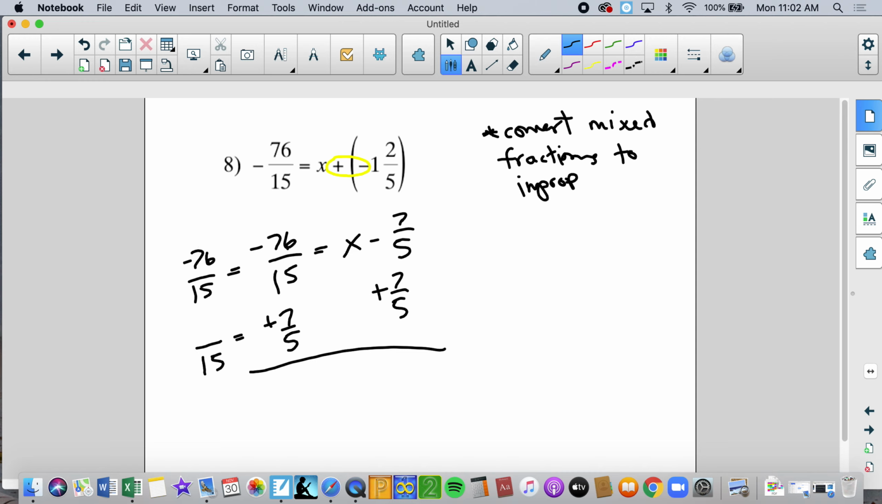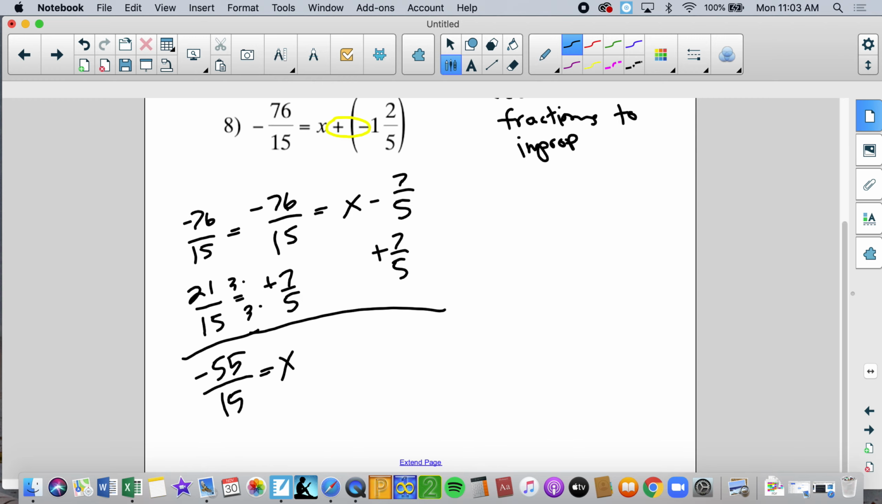So it stays as -76. This is times 3 equals 15. So 7 times 3 is 21. So I have -76 and +21, which gives me -55/15 equals x. That's my denominator.